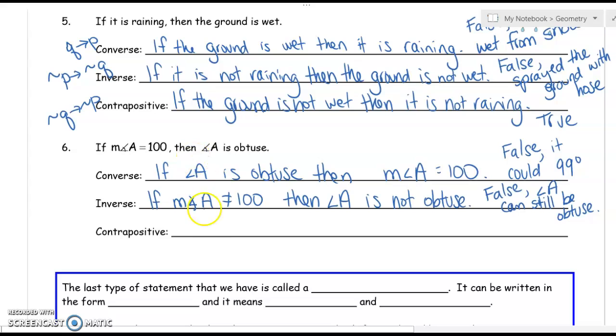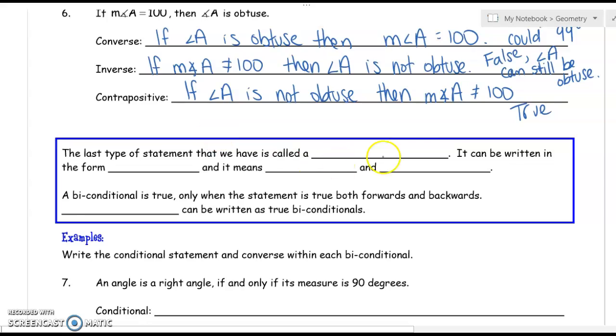Contrapositive, we negate and switch. So we start off with the angle A not being obtuse. If angle A is not obtuse, then the measure of angle A is not equal to 100. That one will be true. If it's not obtuse, then it definitely can't equal 100, because 100 would be obtuse. All right, again, you assume the first part's true, that angle A is not obtuse. Is it always going to be true that it couldn't be equal to 100 then? Yes, absolutely.